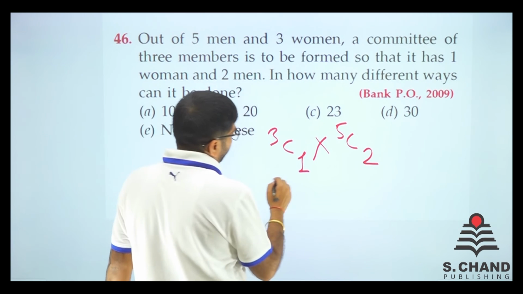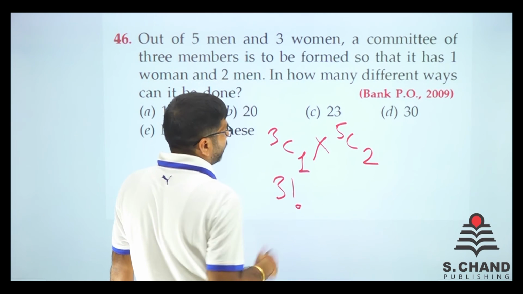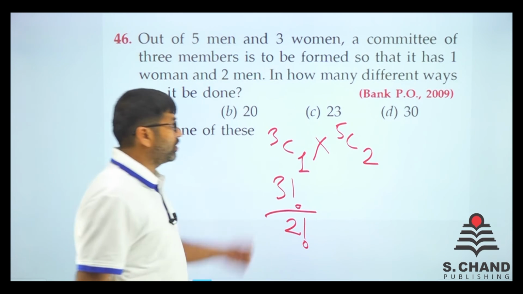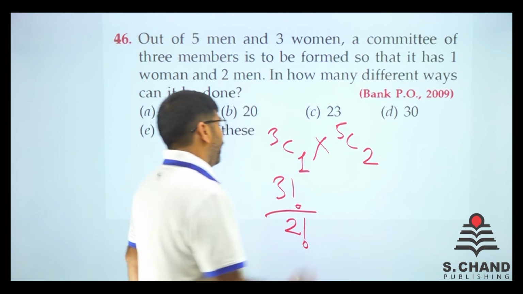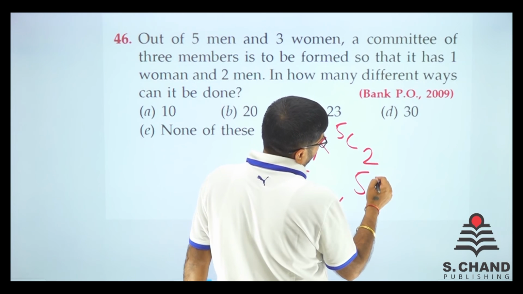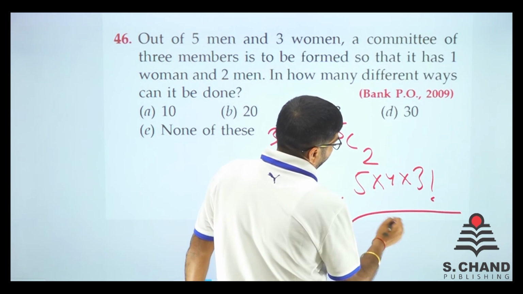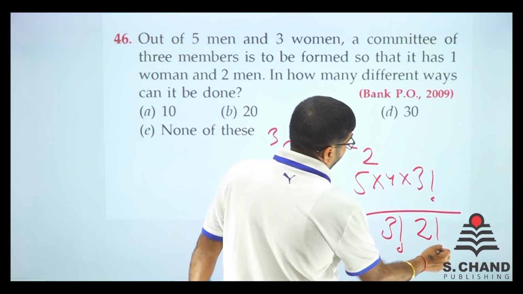So 3C1 is 3 factorial divided by 1 factorial, and 5C2 is 5 factorial divided by 3 factorial into 2 factorial. So 5 into 4 into 3 factorial divided by 3 factorial into 2 factorial. Why 3 into 2?